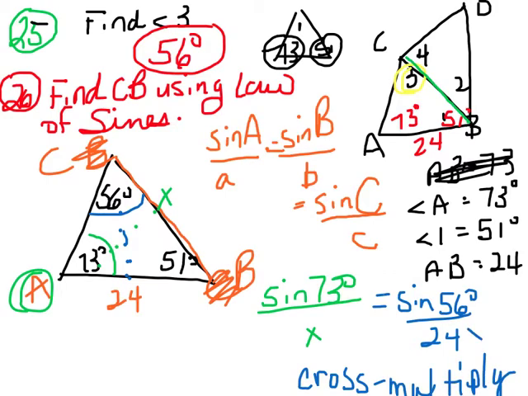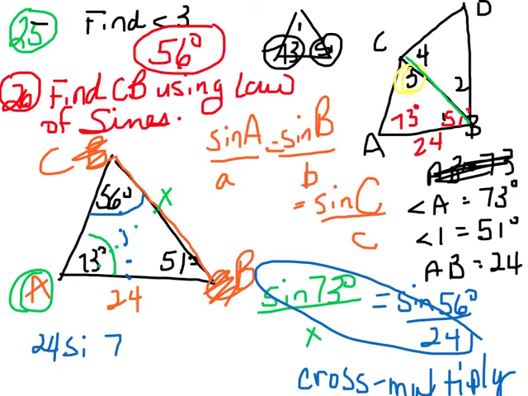All right, so if I multiply here, 24 sine of 73 degrees is equal to X times the sine of 56 degrees. How would I get X by itself? If it's multiplied by the sine of 56 degrees, the opposite of multiplying is dividing by sine of 56 degrees, okay?